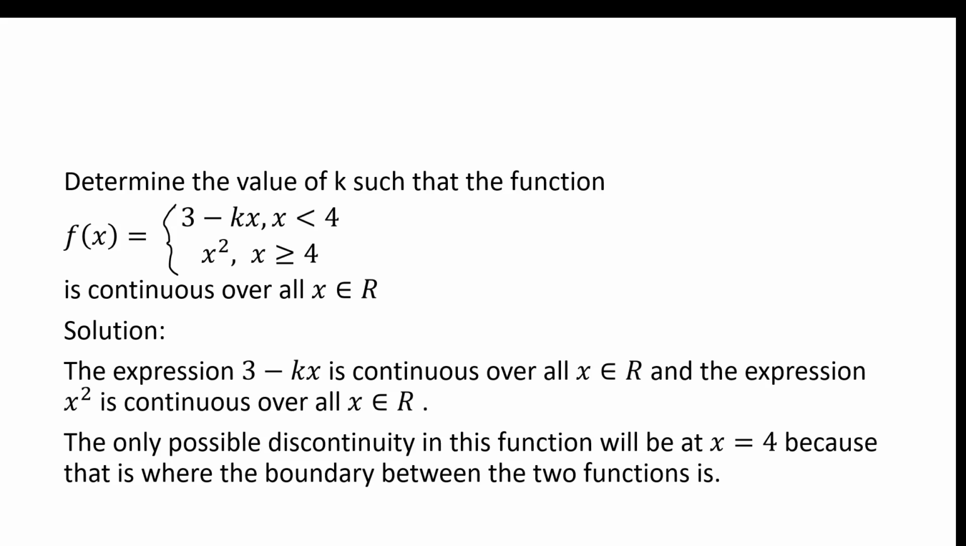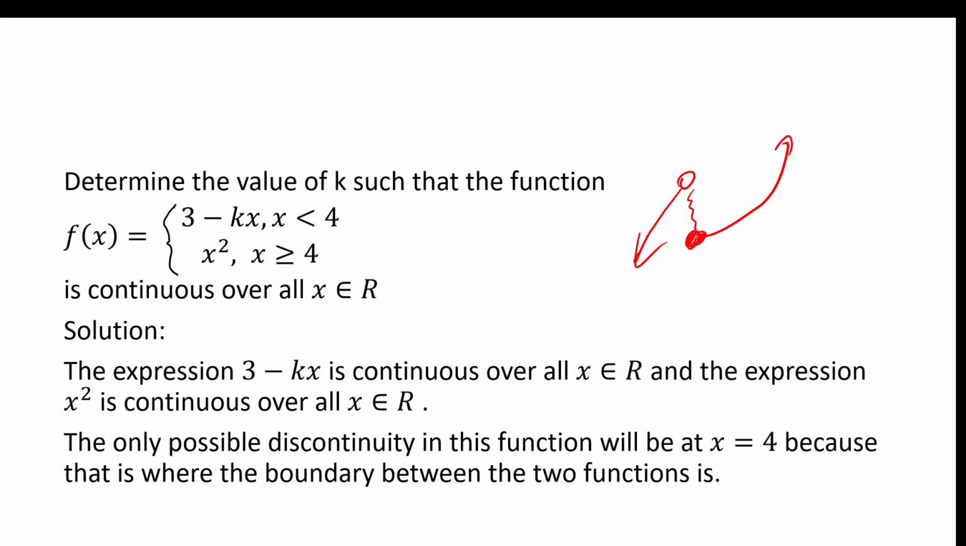Now the function 3 minus kx is continuous over all x element of the reals, and the expression x squared is continuous over all x element of the reals. So the only possibility is maybe there's a discontinuity at x equals 4 because there's some sort of a jump, because we have a piecewise function. That makes sense because a lot of times when you graph a piecewise function, one function looks like this and the other function might look like that, and there's a gap here, and that gap is creating a discontinuity.